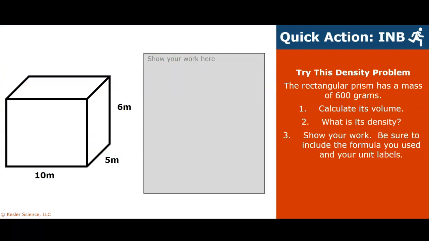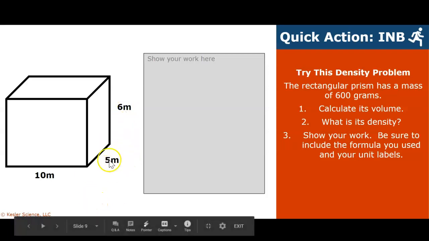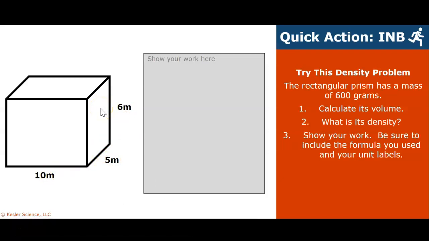Okay, so now you're going to do this density problem. We have the mass. You need to calculate the volume and tell me the density, and make sure you put your work in that box. Include the formula and make sure you label the units. Now, pay attention because this is meters times meters times meters. So this particular prism will be in cubic meters.